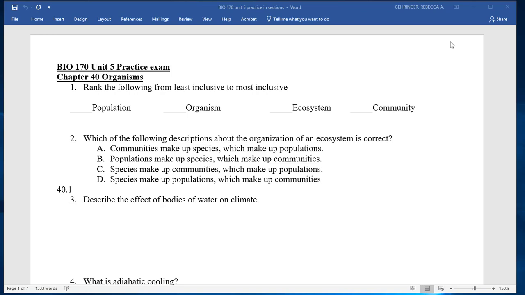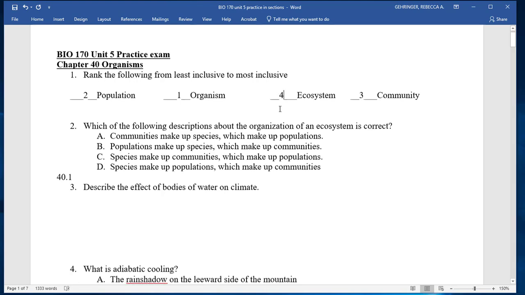Number 1, rank the following from least inclusive to most inclusive. So least inclusive is the smallest group, most inclusive is the biggest group. So what's our smallest thing there? Organism is smallest, so that's least inclusive. There's only one of an organism. And then we have a population, which is a group of organisms in a particular area that are capable of interbreeding. And then when we have multiple populations, we have a community. And then from there, when we include the living things and non-living things, we get the ecosystem.